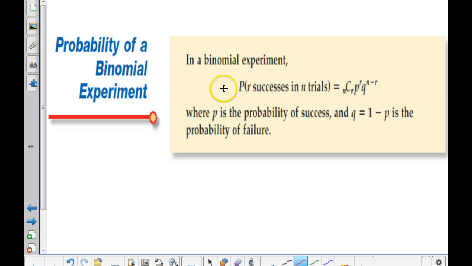In a binomial experiment, this is where it gets complicated, guys. You need to write this down or know that it's on page, anybody have their book open? 880 something. Anybody looking for me?